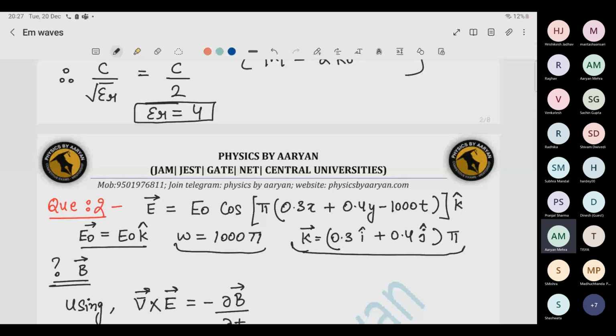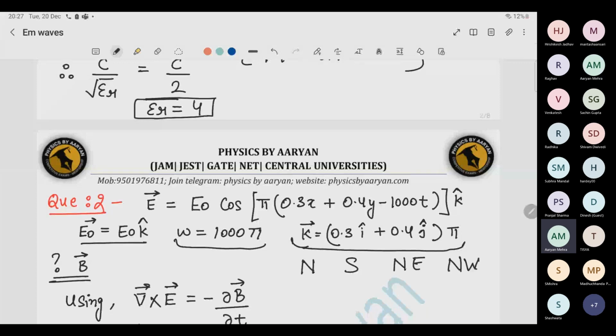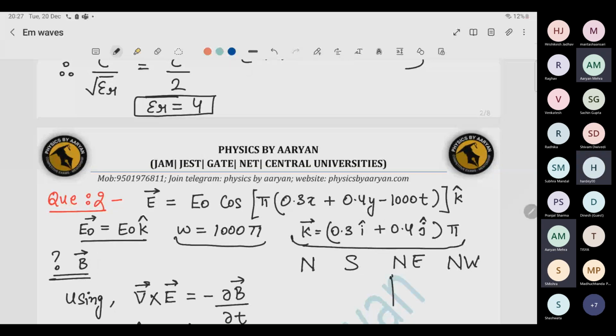Not the k cap direction. Let me give you an example: north, south, northeast, northwest. Give me the answer in this form. So let's imagine northeast. Northeast, right? So this is north, this is east, this is i cap, this is j cap. So your wave is going along X and Y.